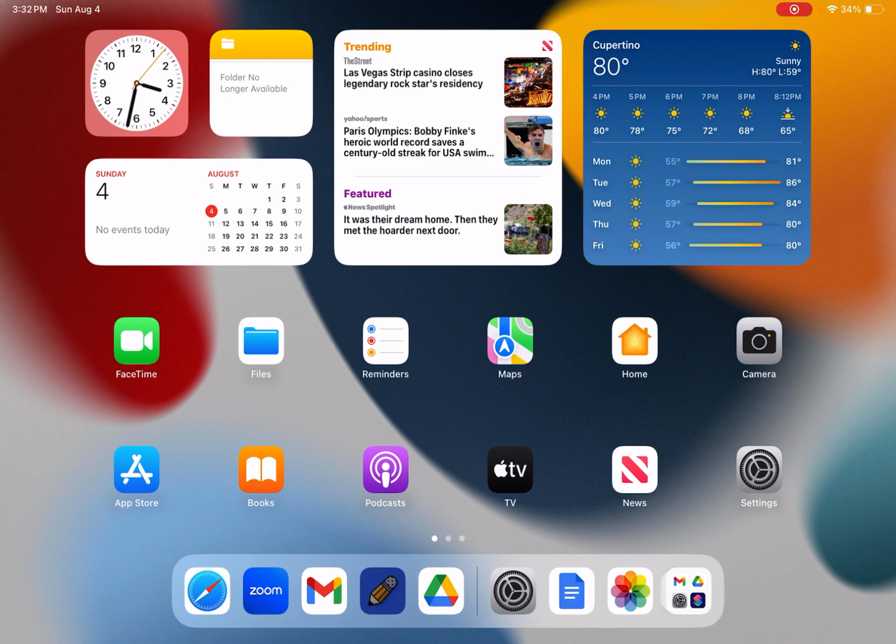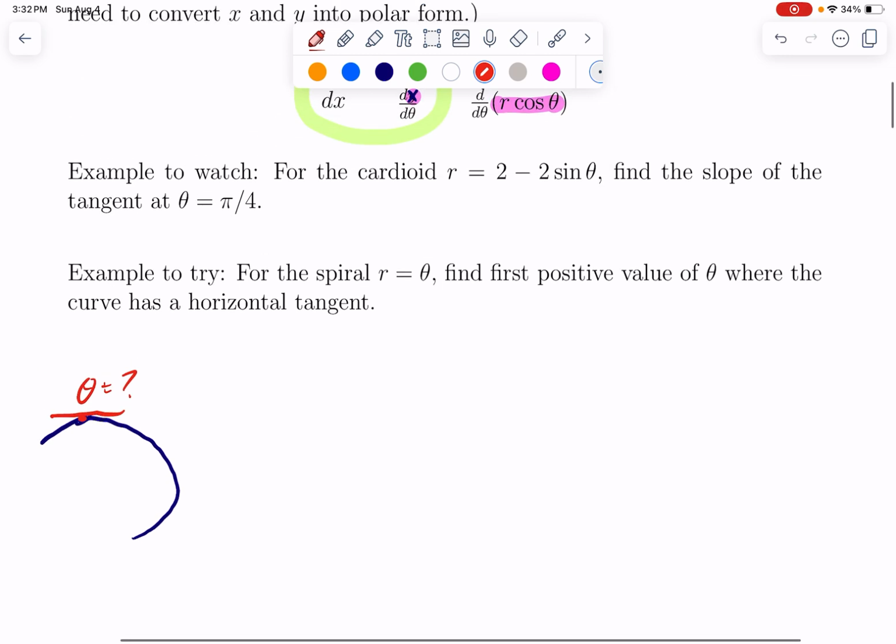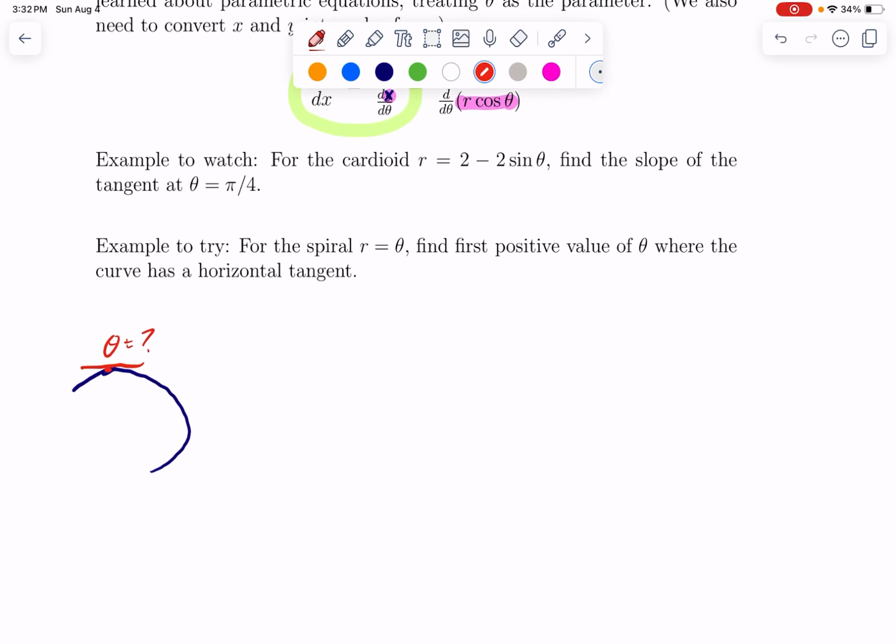Let's just switch back here. So our spiral looks something like so. Right? And we want to know which value of theta is the location where we have that horizontal tangent, which would also be the topmost point of the first loop around this spiral. So hit pause and see what you can come up with. Okay, let's take a look.